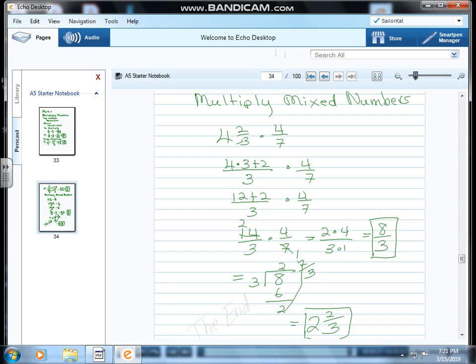You will be doing an assignment on page 255. So make sure you make notes on this so you have them and you turn them in for credit. And for now, it's the end.